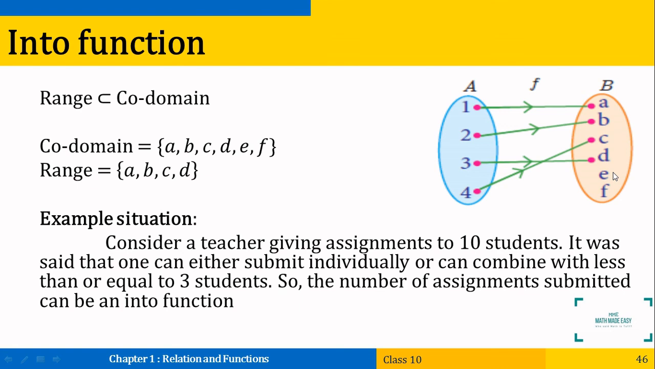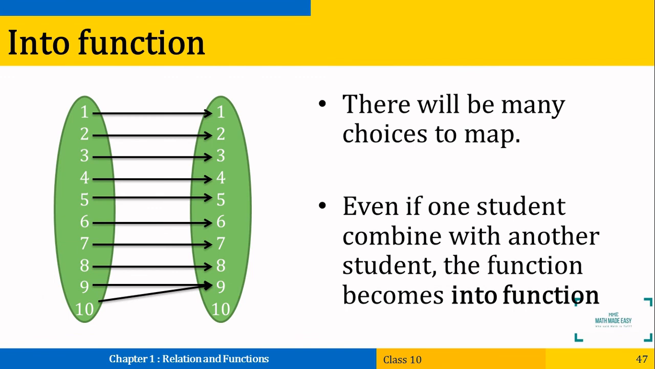Let's consider an example situation. Consider a teacher giving an assignment to 10 students. It was said that one can either submit individually or combine with up to 3 students. So the number of assignments submitted can be an into function, right. Let's see how. We have roll number 1, roll number 2, roll number 3, and up to roll number 10. So there will be many choices to map, right.